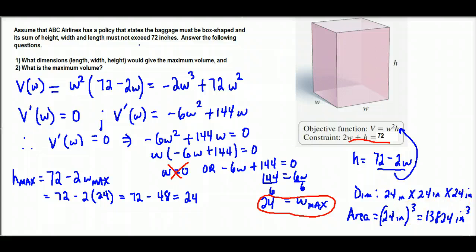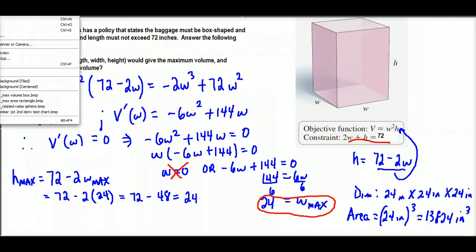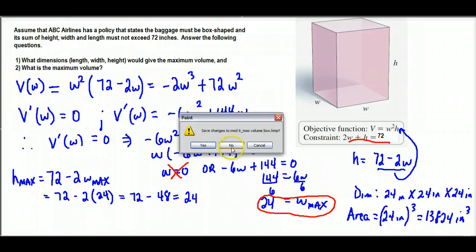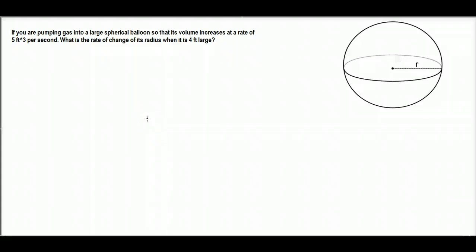And so finally we'll go to our last example here. So for this one, we're dealing with related rates. And so here we are assuming that we're pumping gas into a large spherical balloon. So the balloon looks like a sphere. And we know that its volume is increasing at a rate of 5 cubic feet per second. Okay, so here let's do a little background.